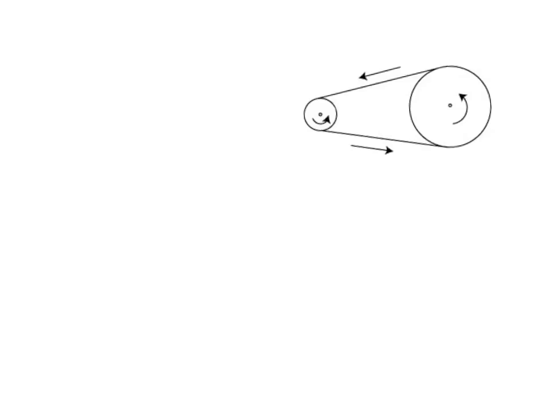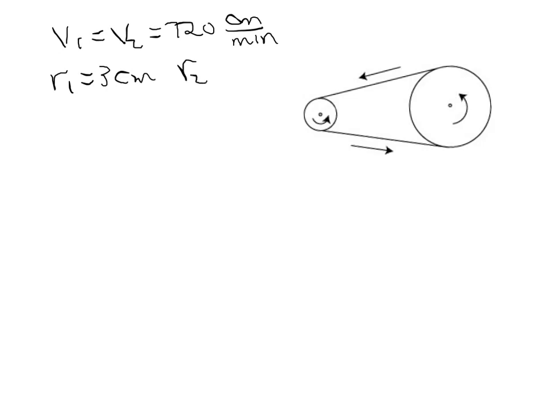So let's again quickly write down what we have here. We have V1 equals V2 equals 720 centimeters per minute. We also know the radius of each of the pulleys. The smaller radius is 3 centimeters. The larger pulley has a radius of 7.5 centimeters. So now we're going to use the formula that relates linear velocity to angular velocity, but we're going to do that for the larger pulley.